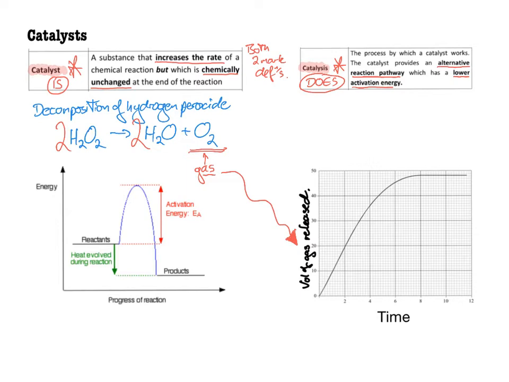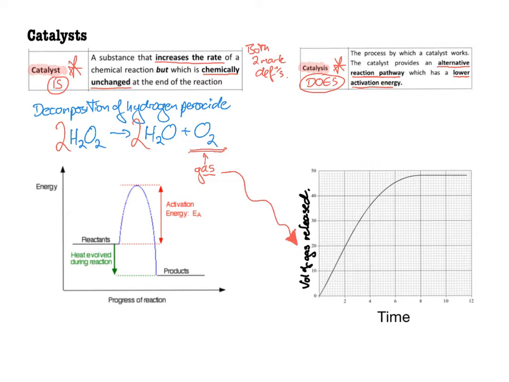Volume of gas released against time. And I will do a separate video as to the shape of these graphs and why these graphs look like they do. Now, in reality, this reaction, the decomposition of hydrogen peroxide, is exceptionally slow if you do not use a catalyst.